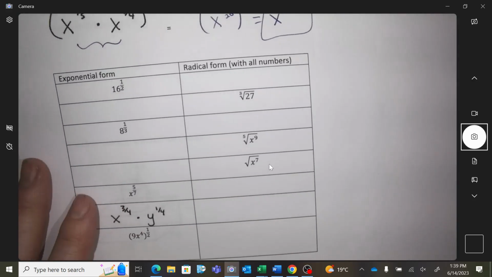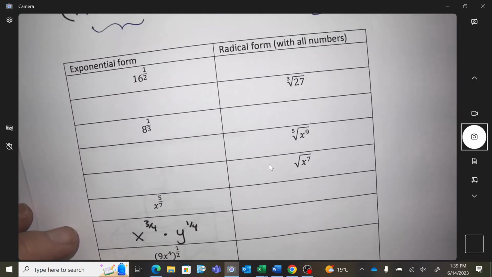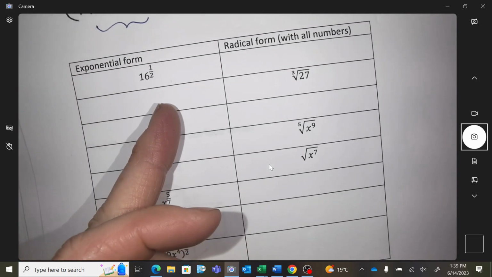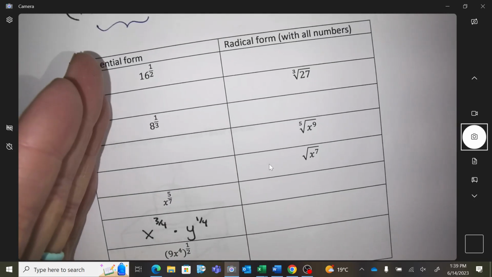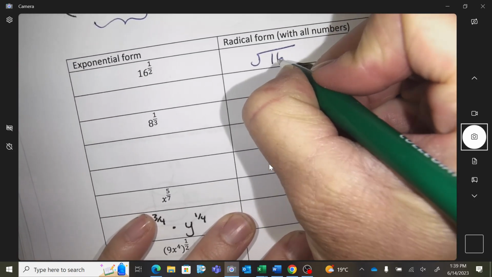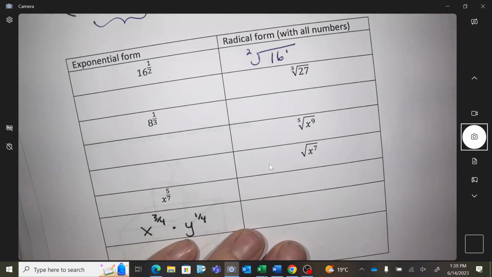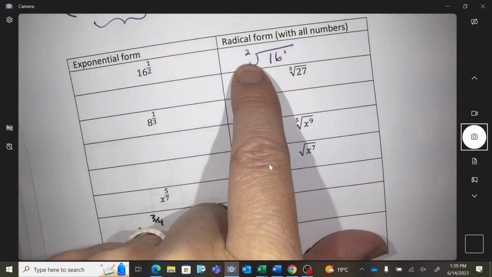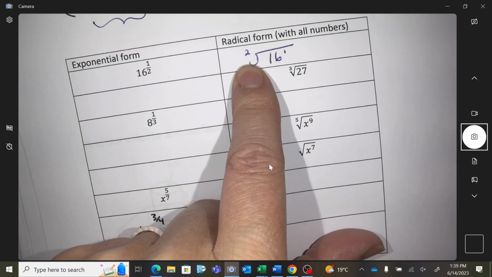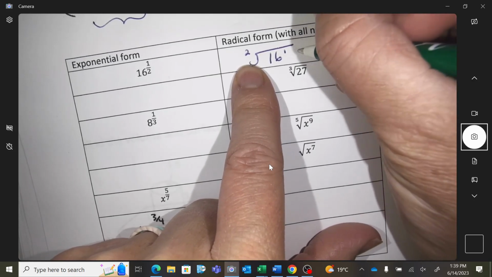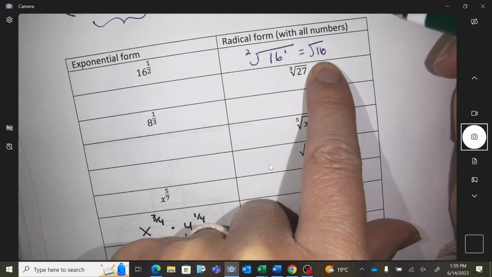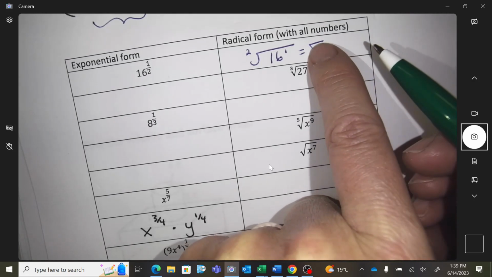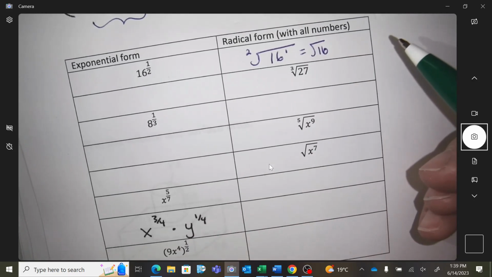Okay. Understanding exponents and radicals put together. So again, 1/2, when you have a fraction exponent, it becomes a radical. So that's where you get 16 to the 1/2. The square root of 16 is the same as that, right? There's always implied a 1, there's always implied a 2 up there if you don't write anything.